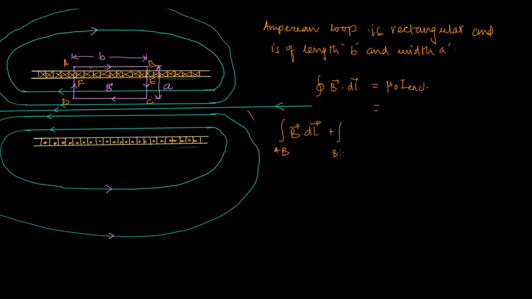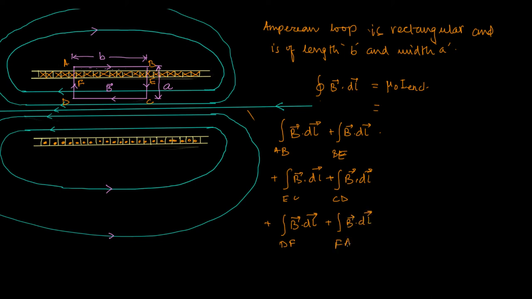Plus B to C, again B·dl. But B to C is divided into B to E, plus E to C, B·dl, plus CD, B·dl, plus DF, B·dl, plus FA, B·dl. We have reached where we had started. So that is one full loop, right? That is equal to μ0 into whatever is the I enclosed.